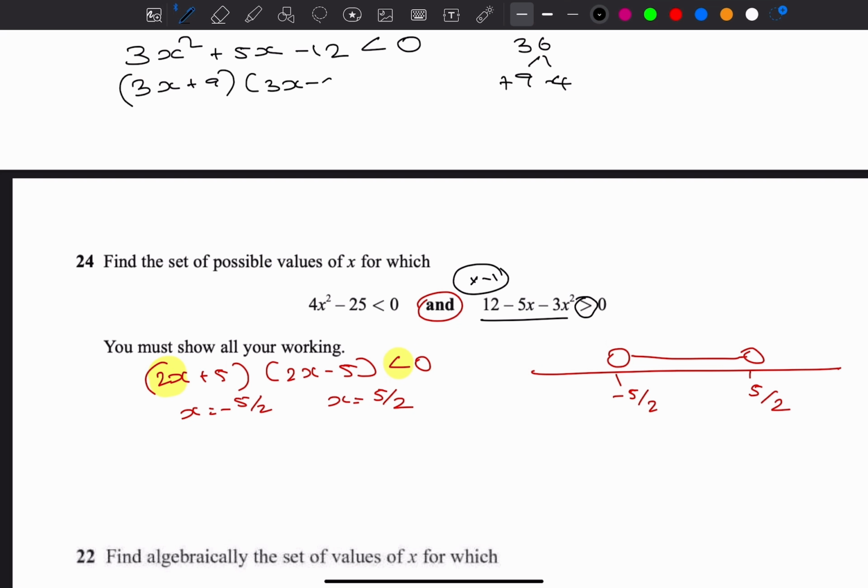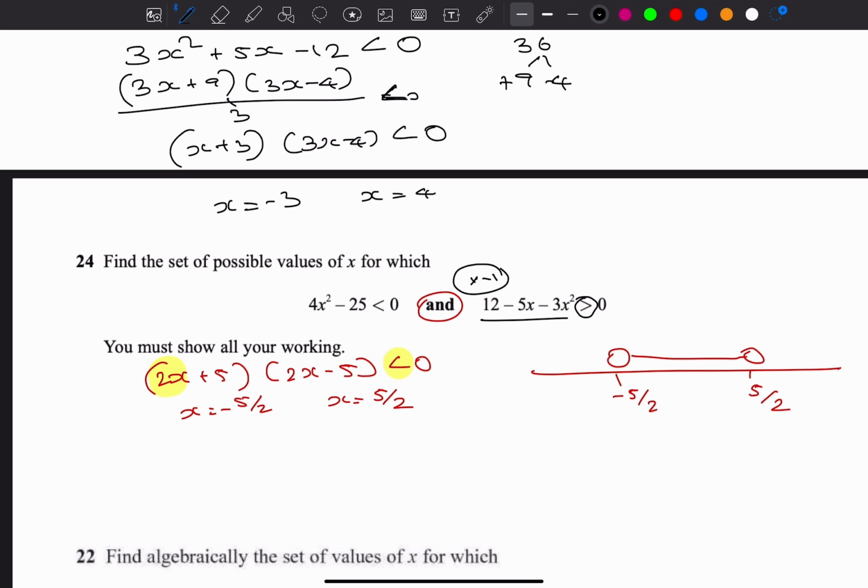So it's (3x + 9)(3x - 4). We'll divide here by 3, which gives x plus 3, and 3x minus 4, just keep the same sign. There you go. x is minus 3, x is 4 over 3.